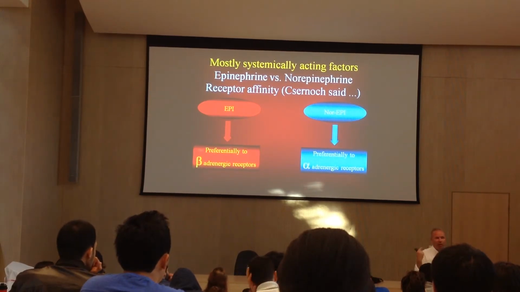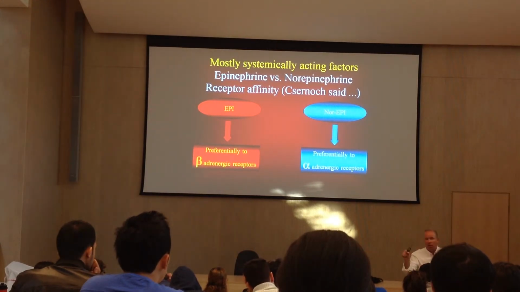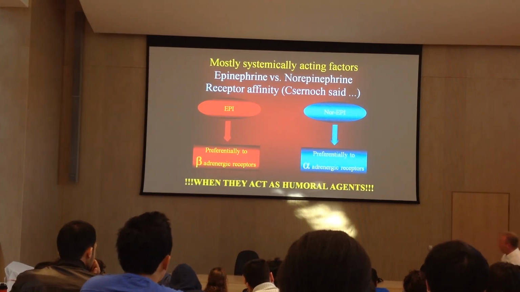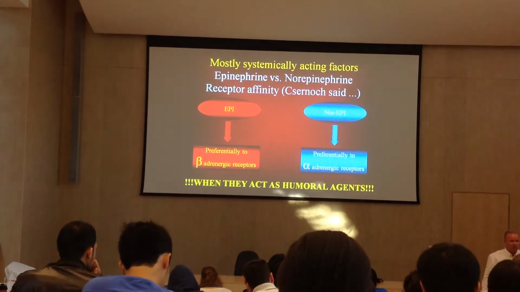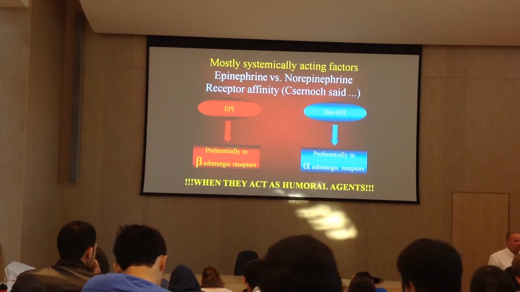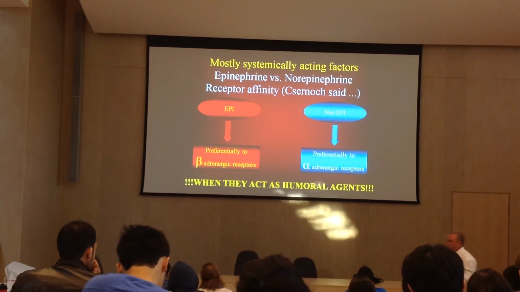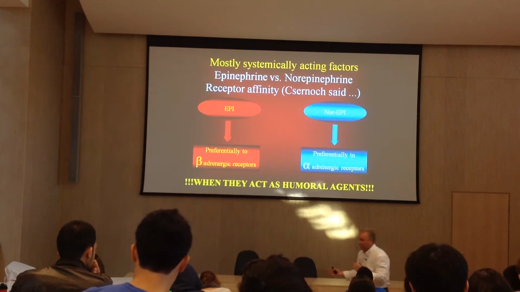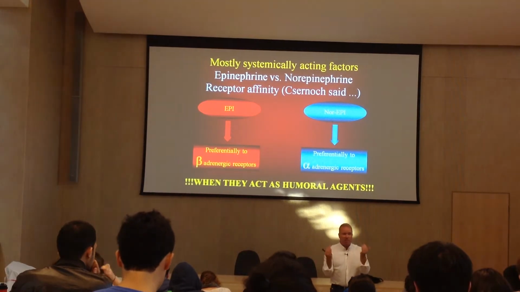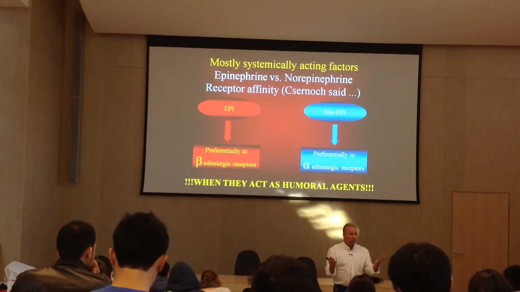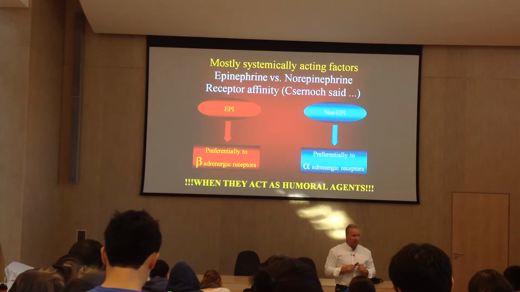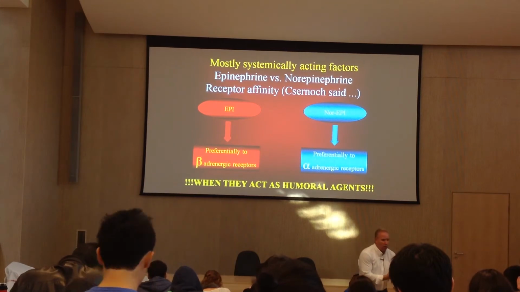However, if you are circulating, your circulating concentration will define your differential activity to alpha and or beta. So please consider that this is true only if these are considered as humoral agents. When you're talking about sympathetic postganglionic neurotransmission, norepinephrine doesn't differentiate between alpha or beta because the norepinephrine concentration in the synaptic cleft is huge.